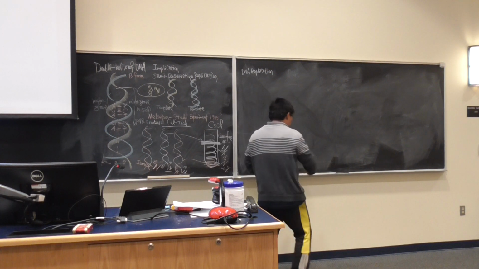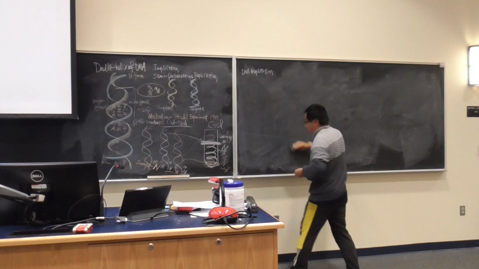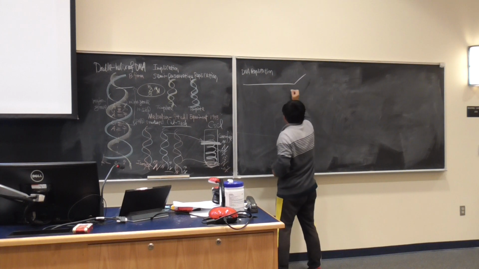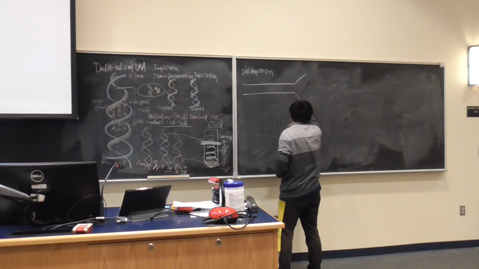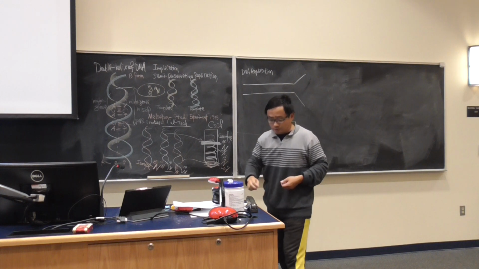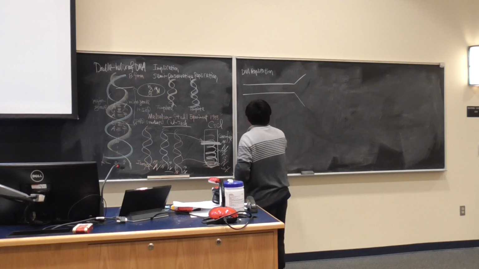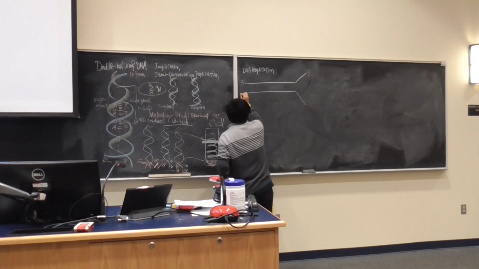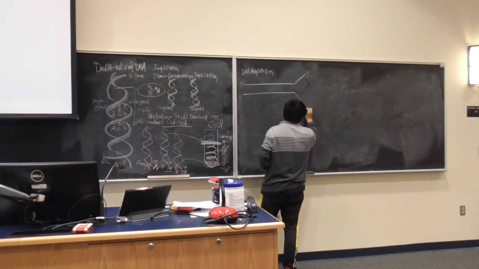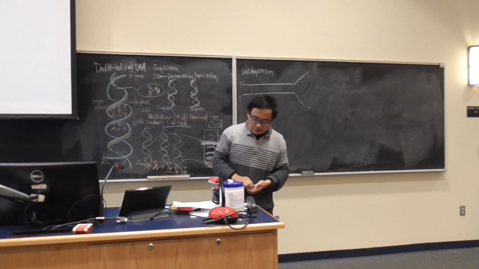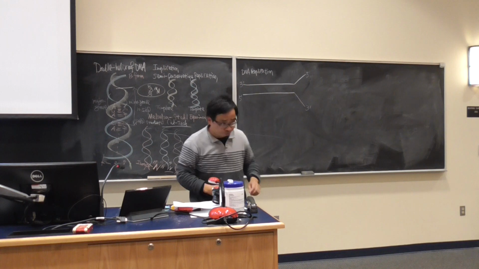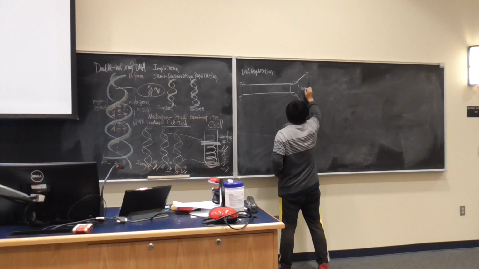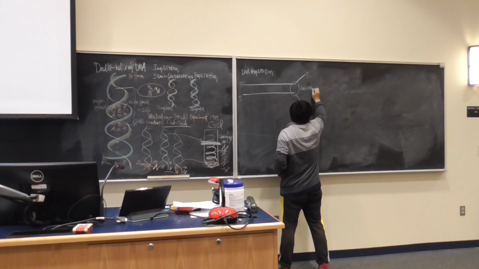So first of all, DNA replication is semi-conservative. We have two strands. One strand is going 3' to 5'. Another strand is going 5' to 3'. At the beginning, for a bacterial cell, everything happens in this replication fork.